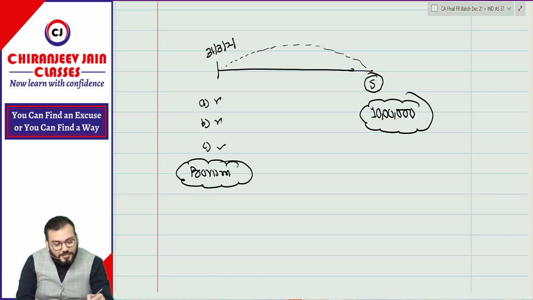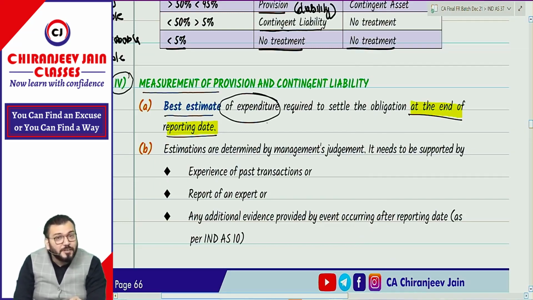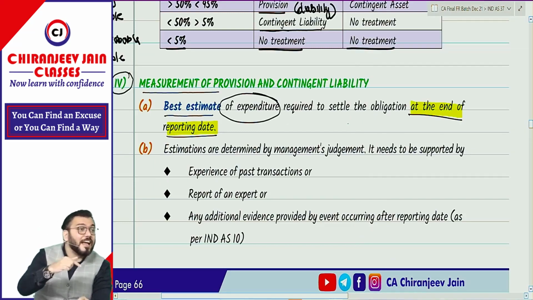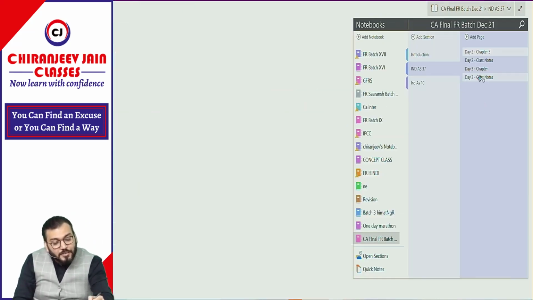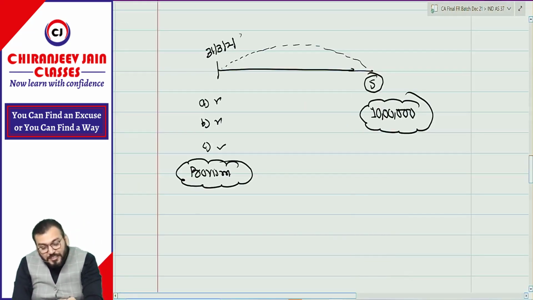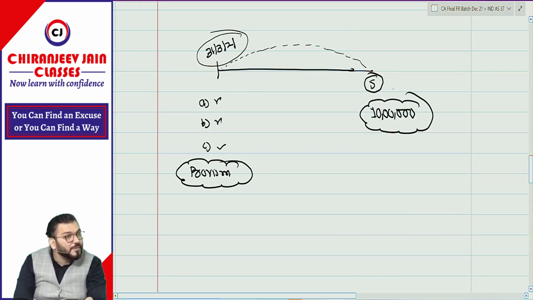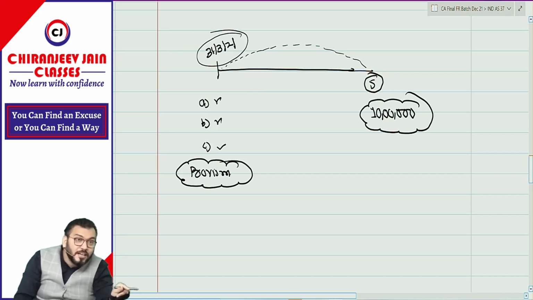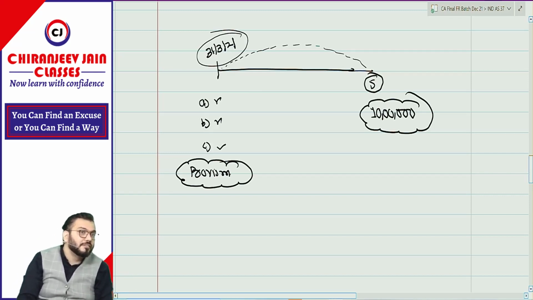Let us read the content. Best estimate of expenditure which is required to settle the obligation at the end of the reporting period. What example have I given? This is the end of the reporting period, and we have estimated that the amount is 10 lakh, payable at the end of the 5th year. My question is, will the provision be 10 lakh or not 10 lakh?